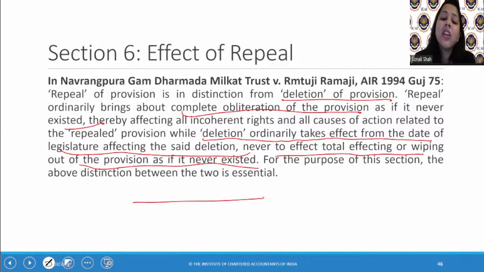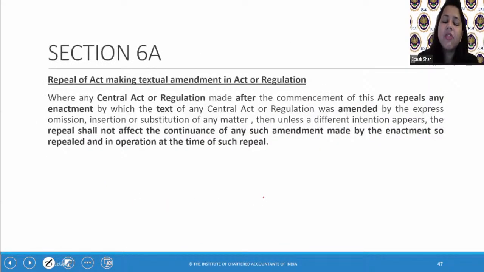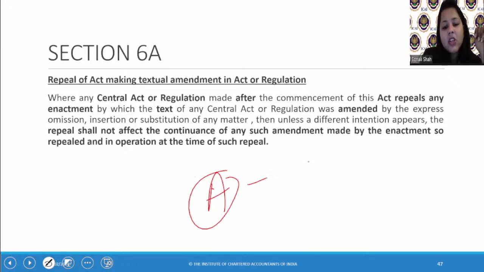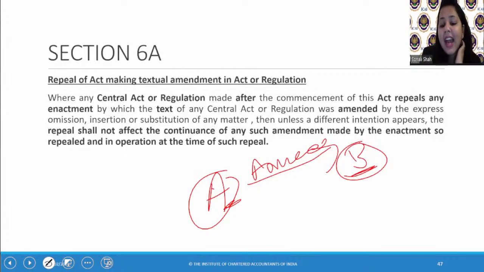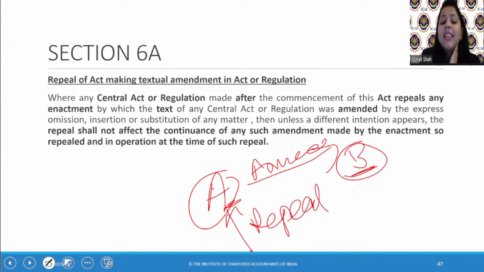So this distinction is important. It is important to remember the difference between omission, deletion versus repeal. Is that clear? Next is section 6A, which talks about repeal of an act making textual amendments in an act or regulation. So we are saying there is an act A which made amendments in act B. Okay? So this act A was used to make amendments in act B. Now this act A has been repealed. Then what will happen? That has been provided in section 6A.